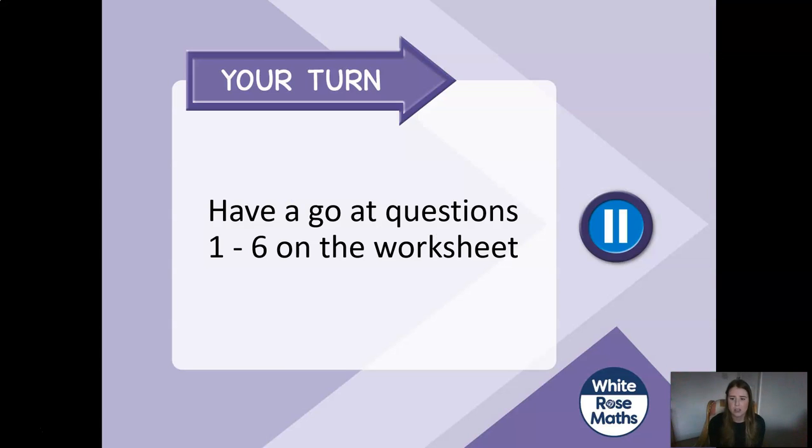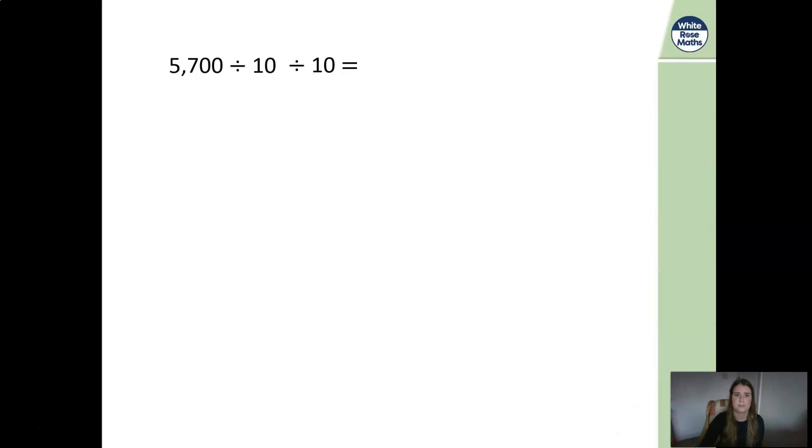Let's apply that knowledge. I'd like to have a go at doing questions 1 to 6 on your worksheet, please. So let's explore this problem solving question. So here I effectively have to do 2 sums. So my question is 5,700 divided by 10 divided by 10. Now there's 2 different ways we can work this question out. Now equally, we can just work this question from left to right.